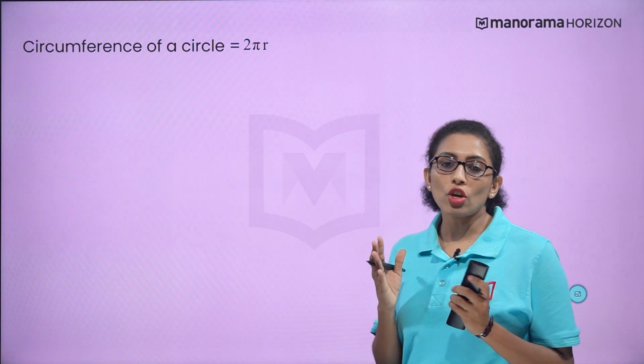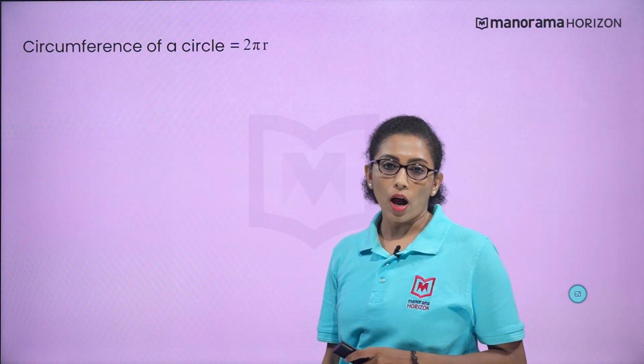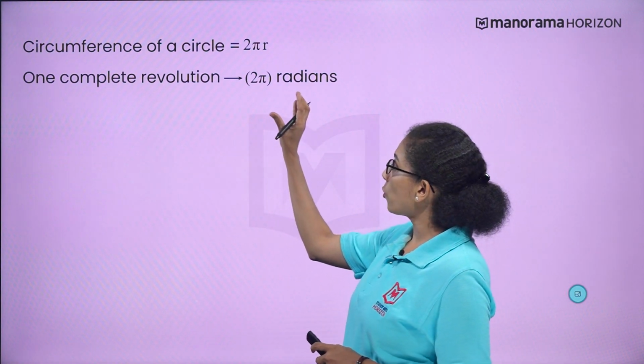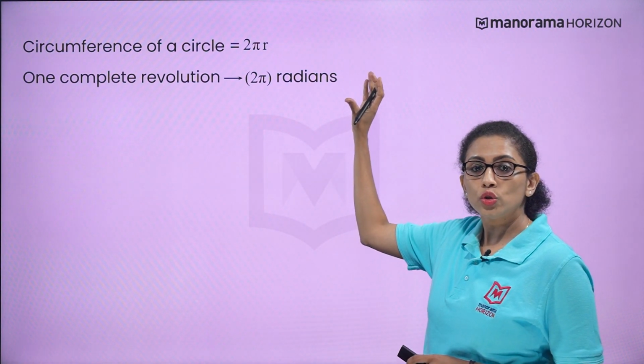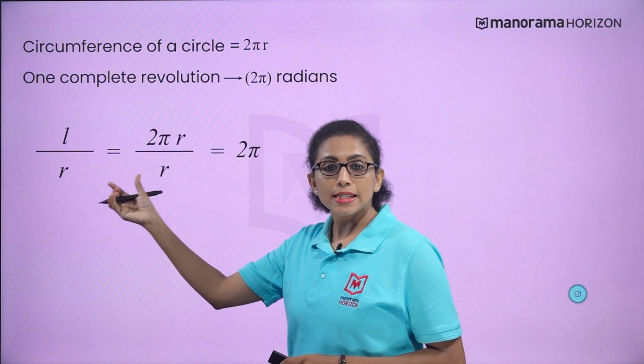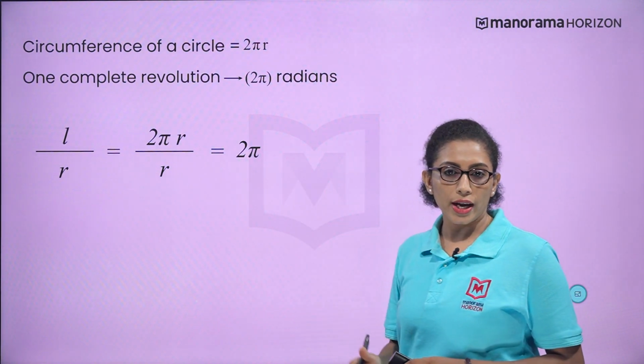Since the circumference of a circle of radius 1 unit is 2 pi r, one complete revolution around a circle corresponds to an angle of 2 pi radians, because L by r is equal to 2 pi r by r. So we get 2 pi radians.